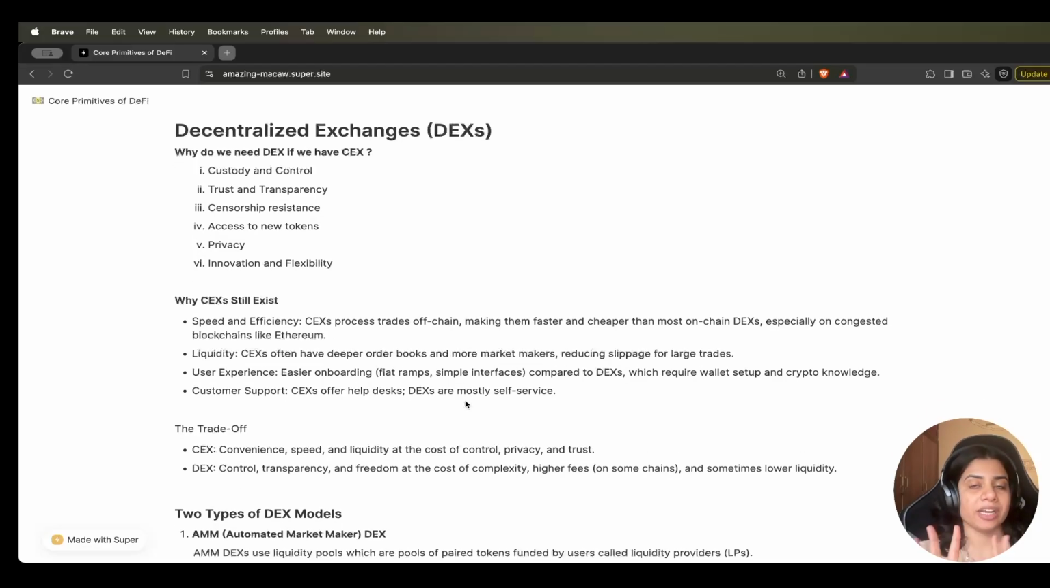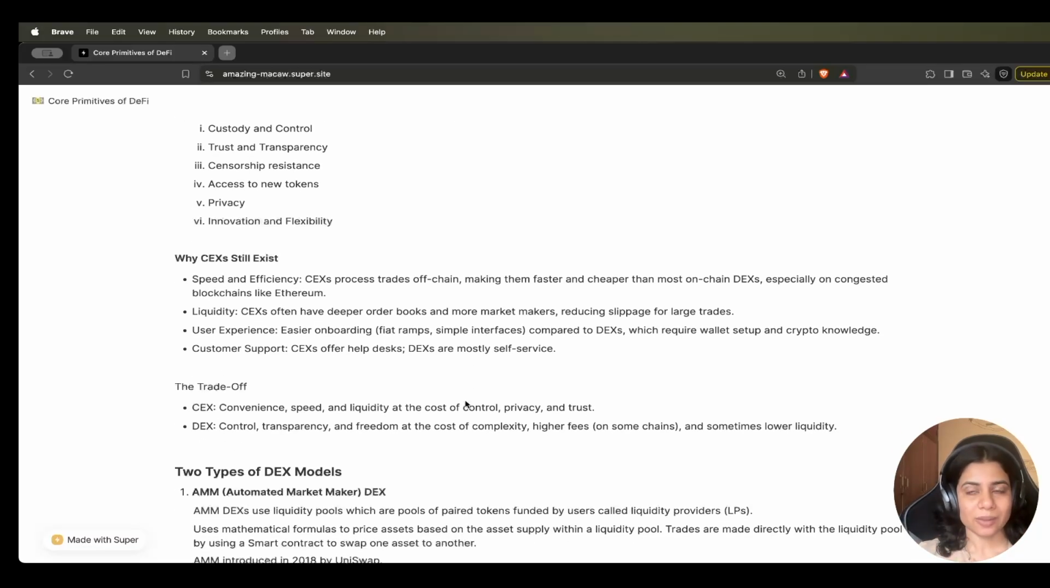So there are certain trade-offs between centralized and decentralized exchanges. It's up to us to decide what we need. If we want control, transparency, and freedom at the cost of higher fees or complexity, we should go with DEXs. And I believe DEXs are something we should move forward with, because privacy is something that all of us should take very seriously.